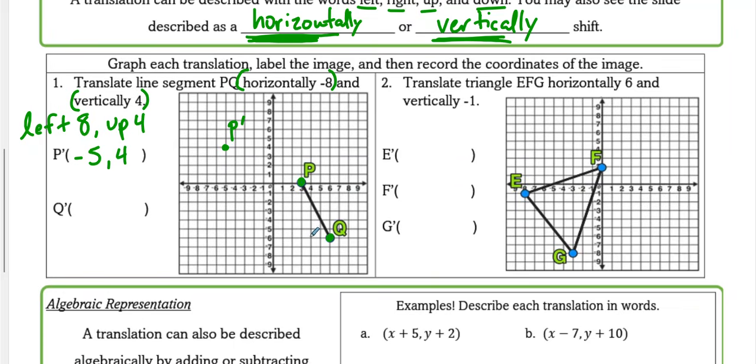Q moves 1, 2, 3, 4, 5, 6, 7, 8 left and 1, 2, 3, 4 up. Same instructions, move it 8 to the left, 4 up. And you can see it's the exact same line segment. Those look identical. It just slid across the graph. That's what I mean by slide. It slides that direction, 8 to the left and 4 up. So the new spot for Q, that's at -2, -2. The new X and the Y coordinates are -2, -2.